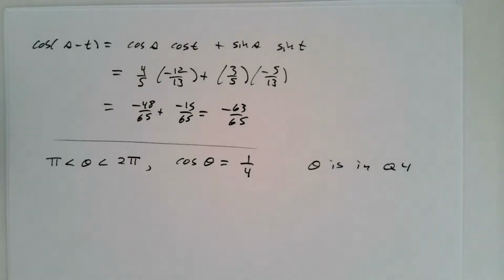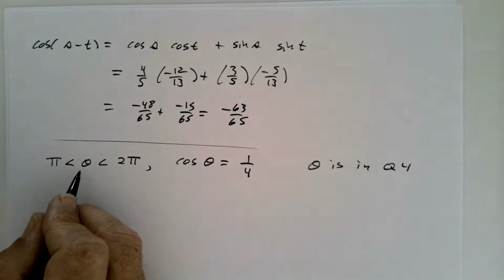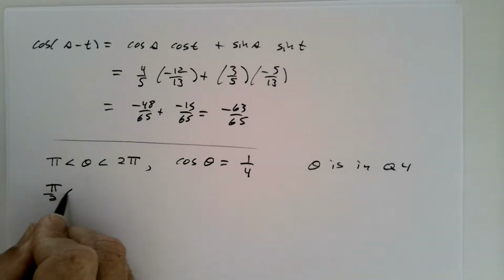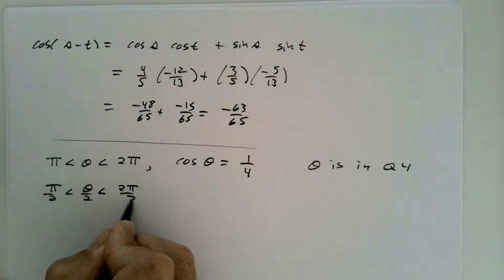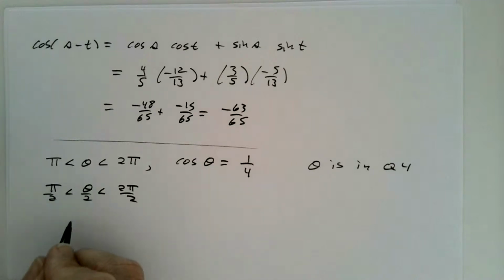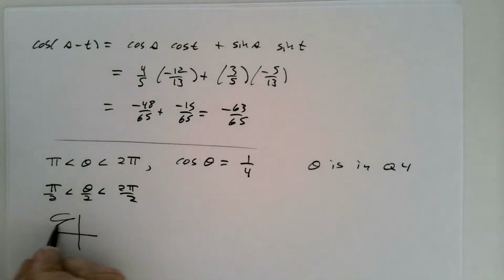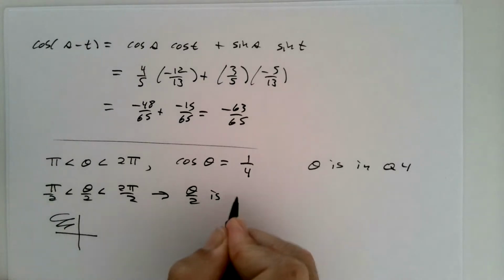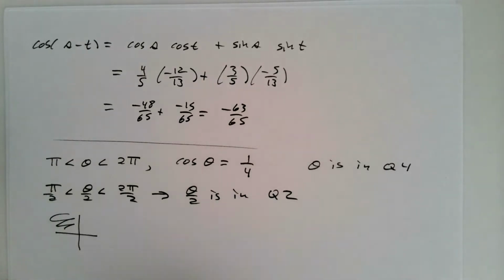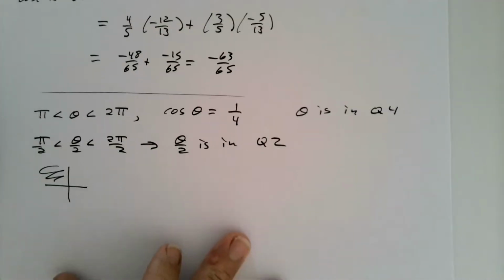So that's helpful. We are going to use our half angle identity. So let's take a look at how that's going to work. If we divide by 2, pi over 2 is less than theta over 2, which is less than 2 pi over 2, which is pi. So where does that put me? Theta over 2 is more than pi over 2 and less than pi. So that tells me theta over 2 is in quadrant 2, which is helpful.